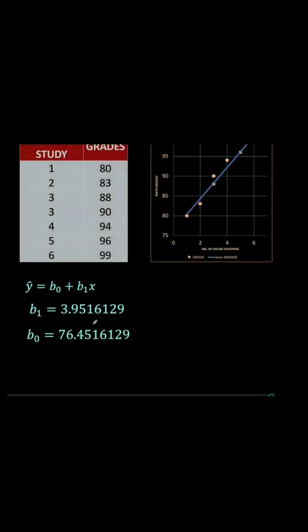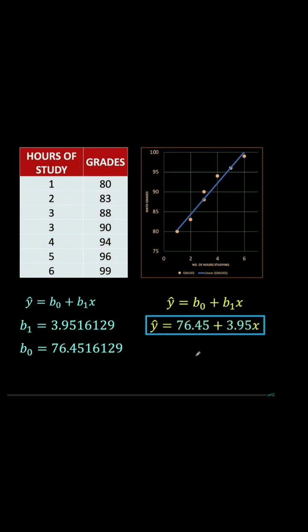So our model therefore would be y cap is equal to 76.45 plus 3.95x. We now round this off to 2 decimal places, the same thing here. This is now our linear model, and this is now the equation of this blue line. That is now what we mean by modeling the data using linear regression. The regression line is this blue line, and the equation of that blue line is now our linear model. Y cap equals 76.45 plus 3.95x. Here, x is the number of hours of studies, and y is the grade that the student can get.